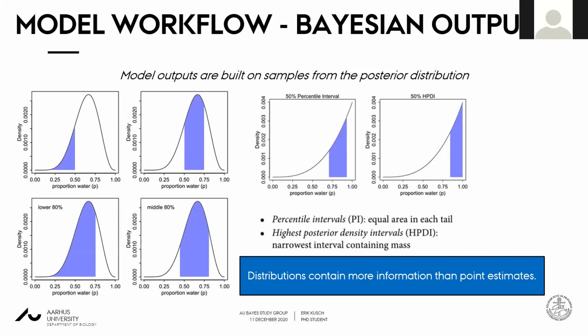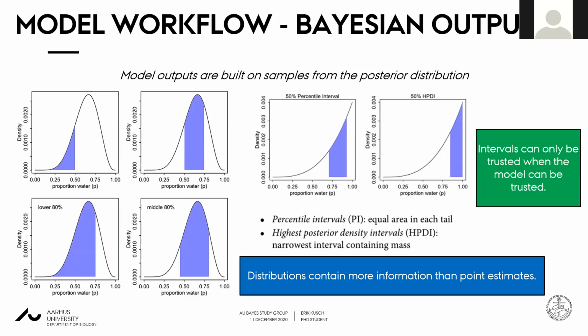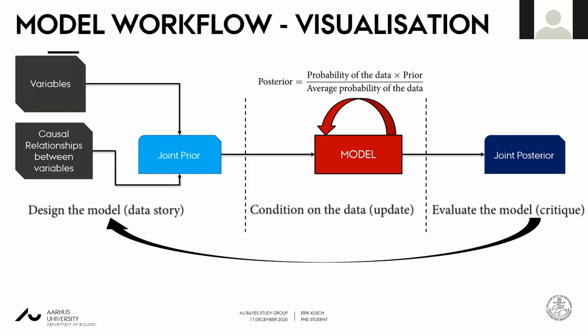So the takeaway from this is that distributions contain much more information than point estimates, but intervals can only be trusted when the model can be trusted. If you have a huge difference in the intervals that you use, you might want to retrace what you've done and how your model is specified, because that usually points to a potential flaw in your model or your data, but usually it's the model.